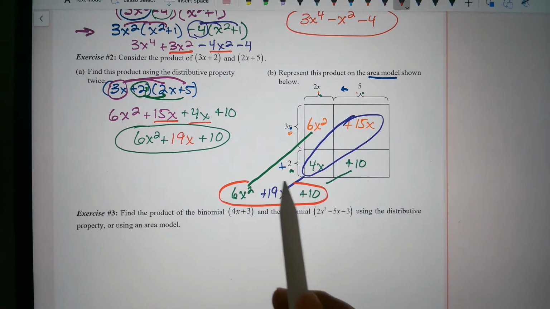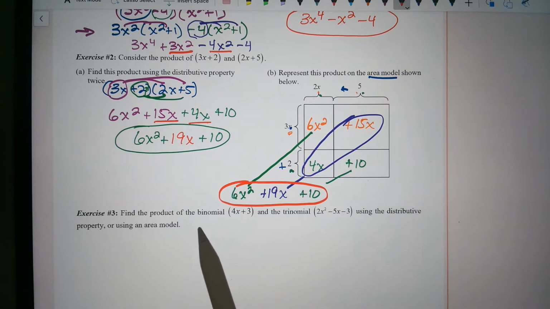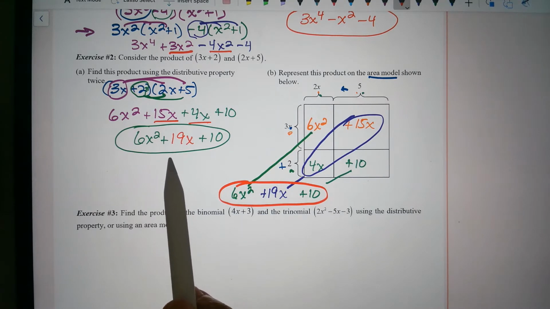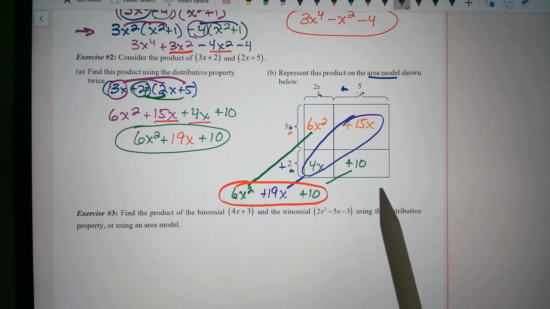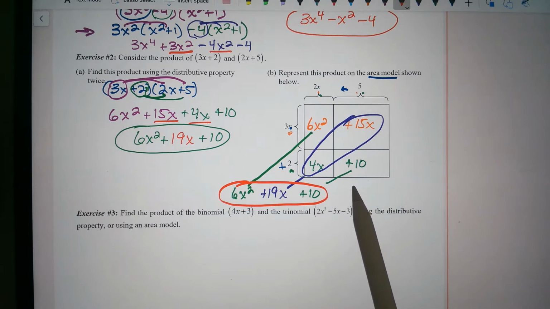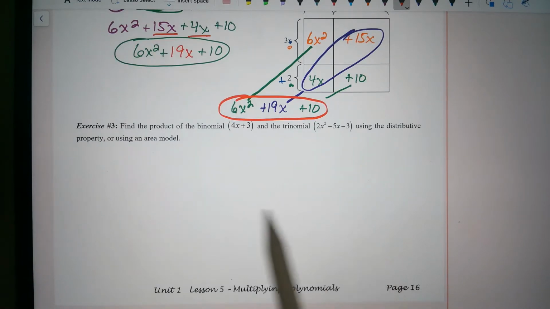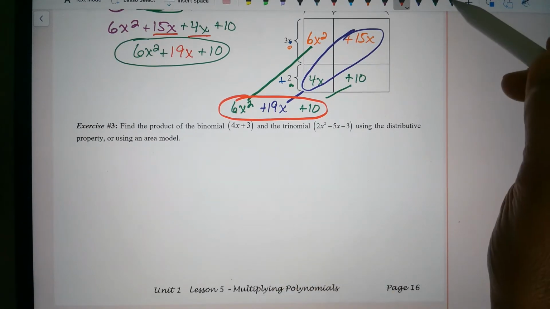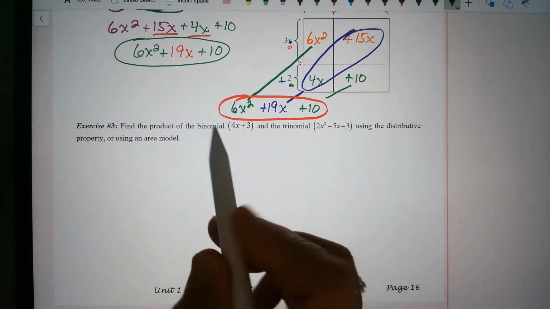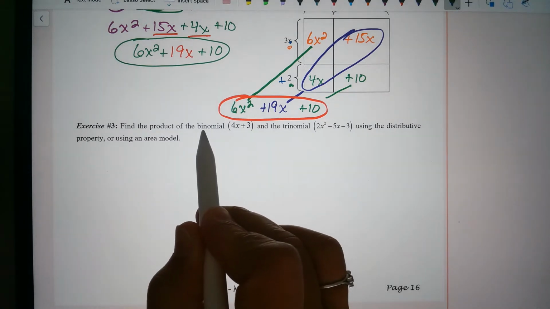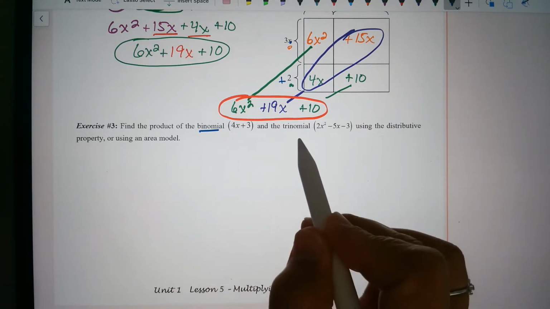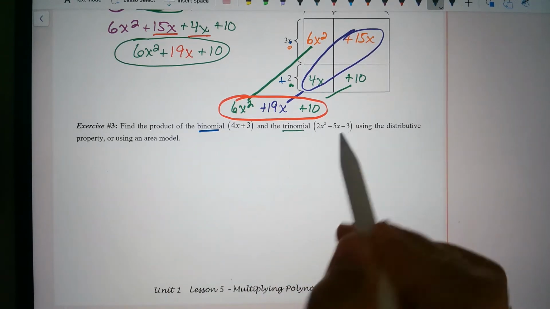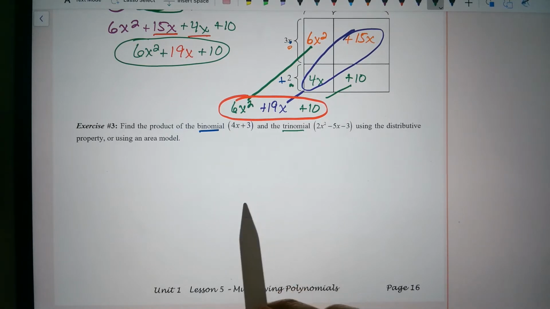So here we are. Whatever your preference is when multiplying polynomials, that's fine. I usually tend to use the distributive property. But if you find the area model more helpful to you, then by all means you are welcome to use it. Next, we want to find the product of a binomial and a trinomial. A binomial has 2 terms, and a trinomial has 3 terms. We'll use the distributive property or an area model.